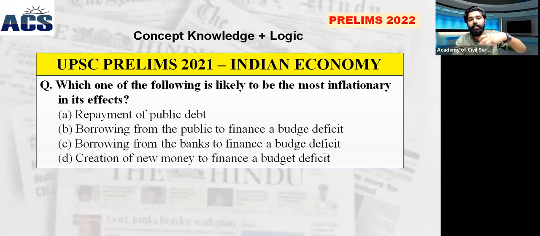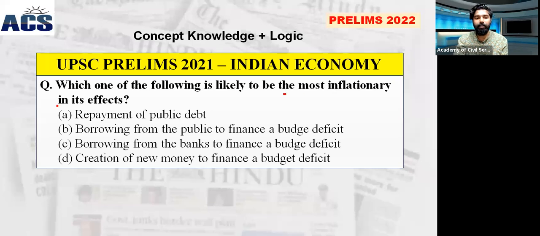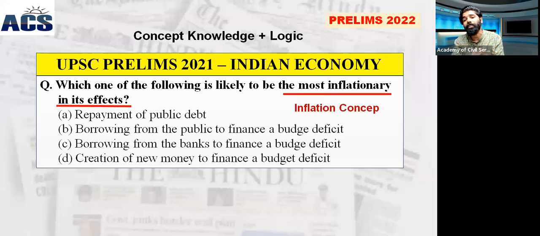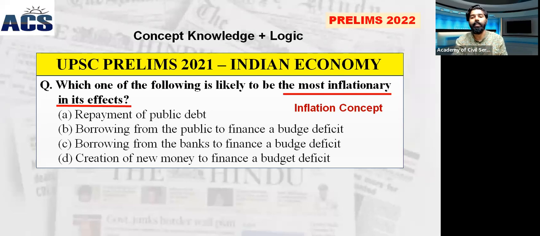The opposite concept here is that when the government borrows money from the public, that means taking money from the public, it is controlling inflation. Taking money back is controlling the money supply. So the concept of borrowing, either from the public or from the bank, means taking back the money and reducing the inflation. Because that is the opposite concept of increasing inflation, we can eliminate borrowing. Now we have two options remaining.